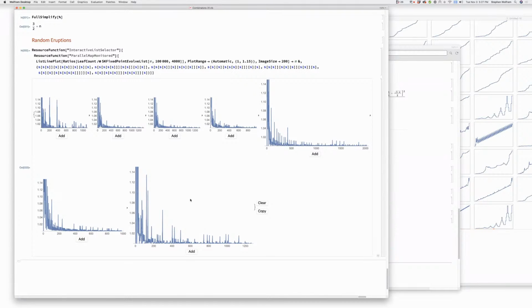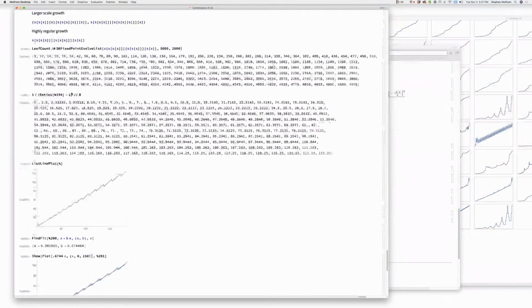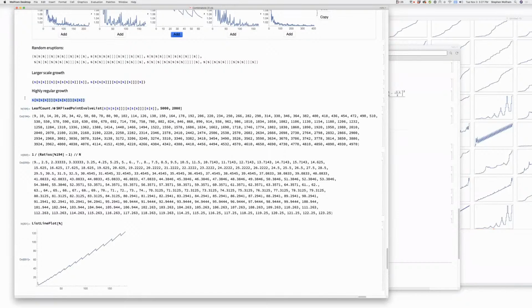I mean, it's also worth realizing that, well, let's take one of these guys that erupts, and let me look at something here. What I want to know is, if I look at the multi-way system, actually, I'm going to look at a couple of these. Let me look at this guy first. Let me look at this one here. This is the highly regular growth.